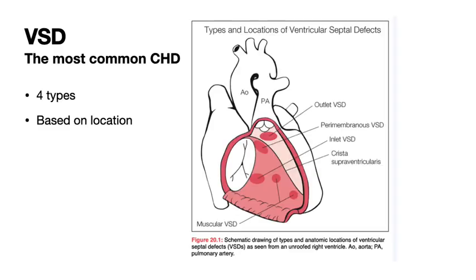All right, let's move on to the next chapter, ventricular septal defect. Well, ventricular septal defect is the most common congenital heart disease. And there are 4 types, and they are based on location.